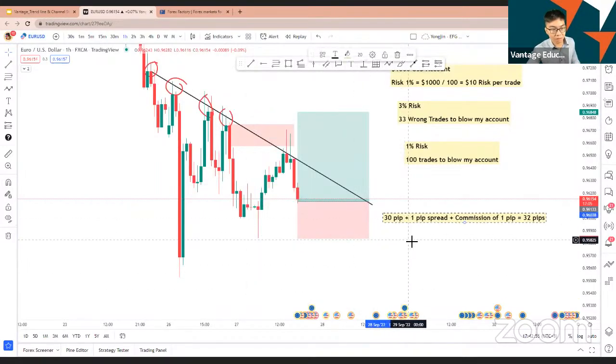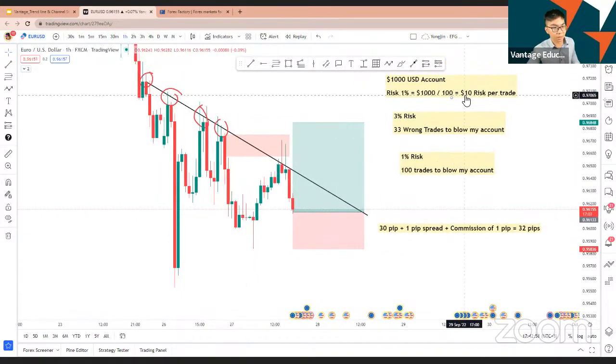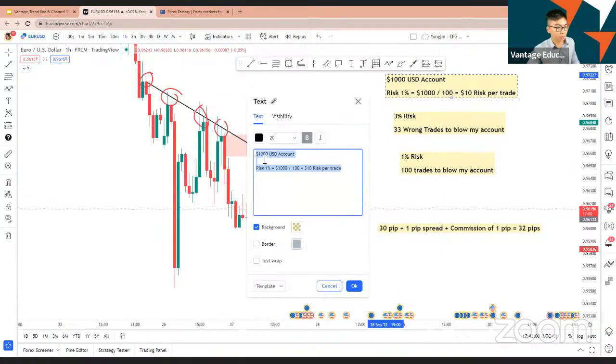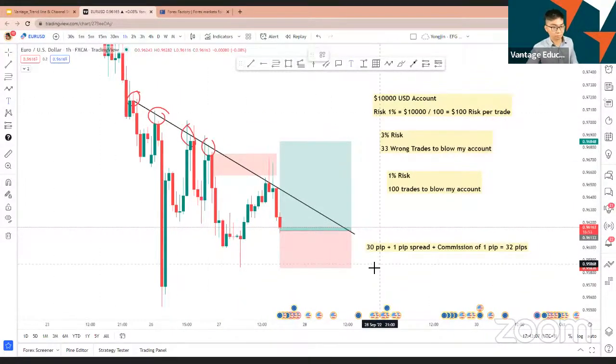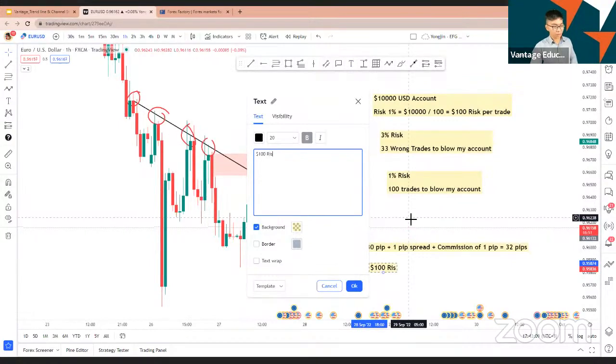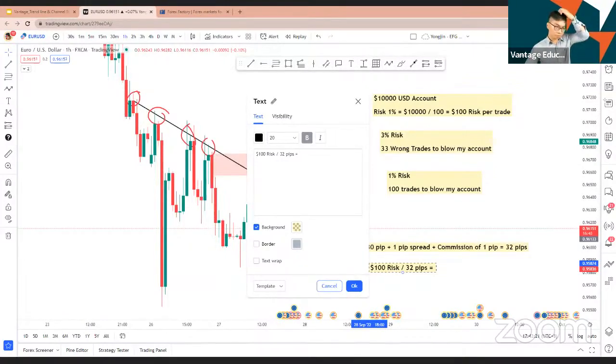So how do we find the lot size for this? Okay, I'll make it bigger. Maybe a $10,000 account, easier to calculate. So we have $100 risk per trade. So we get $100 risk divided by 32 pips. Let me get a calculator out. 100 divided by 32, you get 0.31.